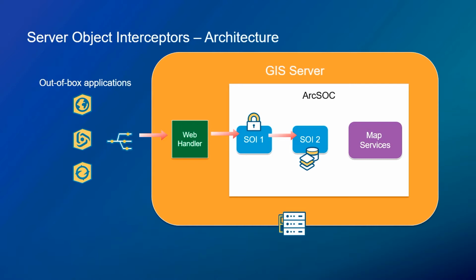So in this case, my first SOI did some sort of an access control, right? Some security check. My second SOI probably enriches the request or connects to an external source and does something more with the request. And it lets it continue and go to the map service. The map service does its magic, and it will go connect to the database. If it's a draw request, it will draw your map. If it's a query request, it will go and query your database and return the result back.